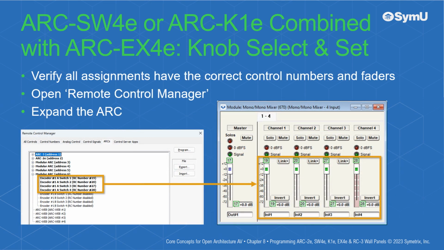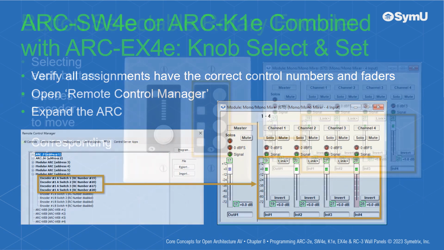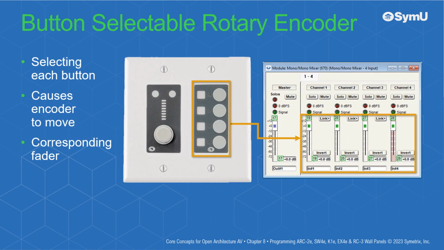To verify all the assignments have the correct control numbers and faders, open Remote Control Manager and expand the ARC just configured. Now, selecting each button will cause the encoder to move the corresponding assigned fader.